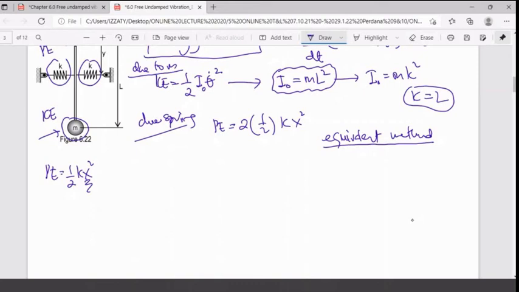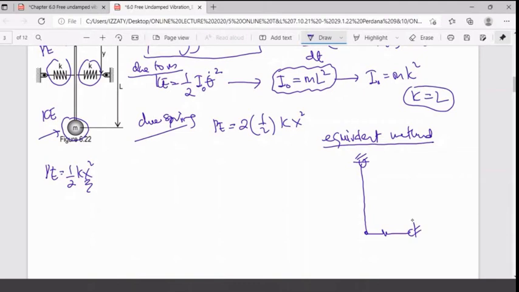Okay. Now the equivalent method. So you have to put something here. It simply means that this one, and we don't want to put a mass here. We want to put a spring.